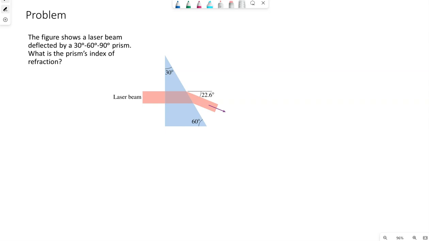We have an example problem here. The figure shows a laser beam deflected by a 30 degree, 60 degree, 90 degree prism. What is the prism's index of refraction?